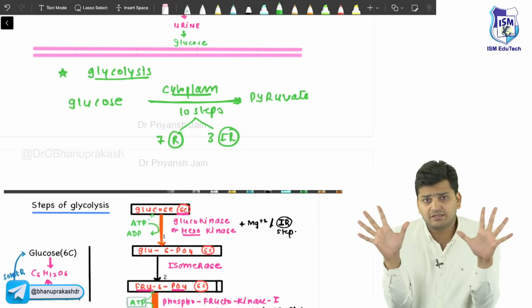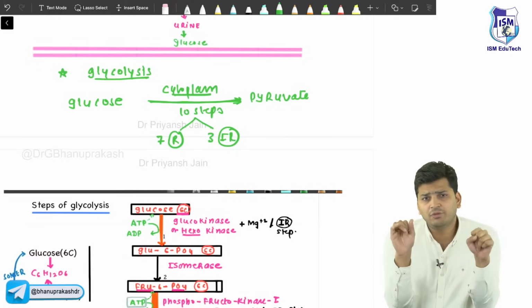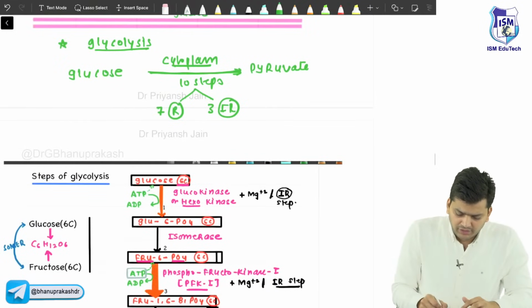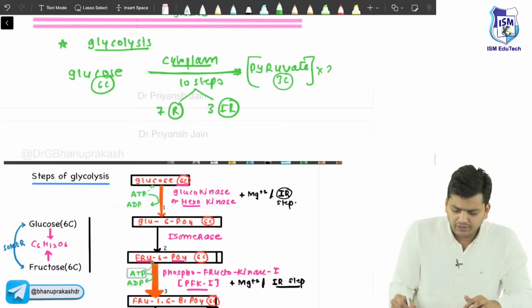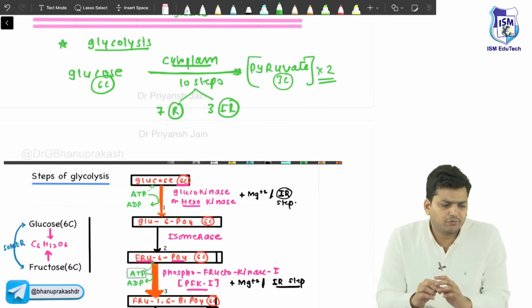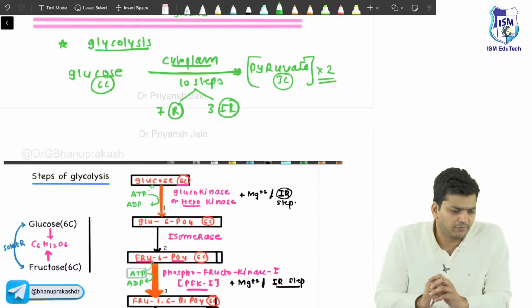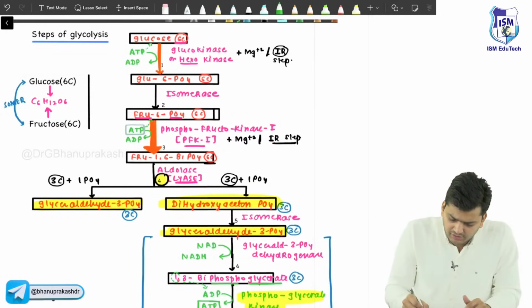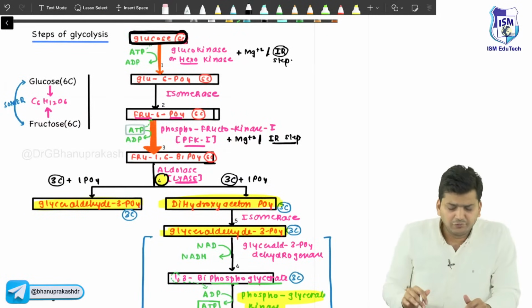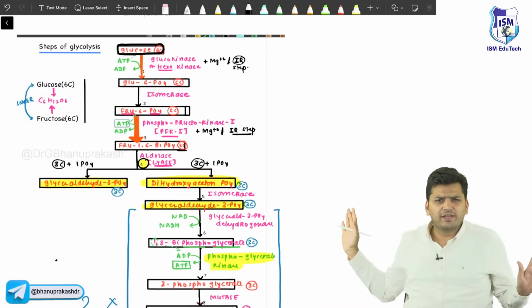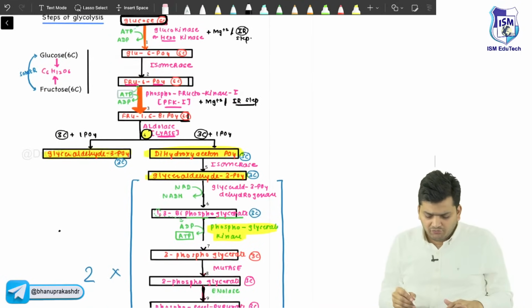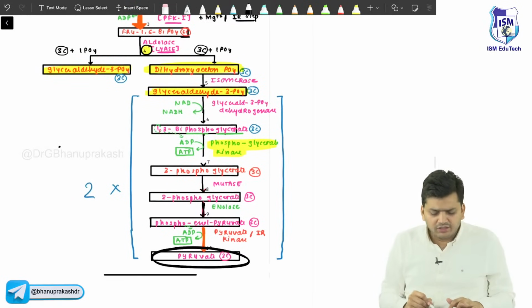Total how many steps? 10 steps. How many reversible? 7. How many irreversible? 3. Now, we'll start from the glucose molecule. It is 6 carbon. We'll convert it into pyruvate, 3 carbon. So ultimately, how many pyruvates are we going to get? 2 pyruvates. Done. So here is the glucose molecule, and we will do all these 10 reactions. It's not the time to cram this data. I will tell you what to remember. Glucose converts into pyruvate in a total of 10 steps.